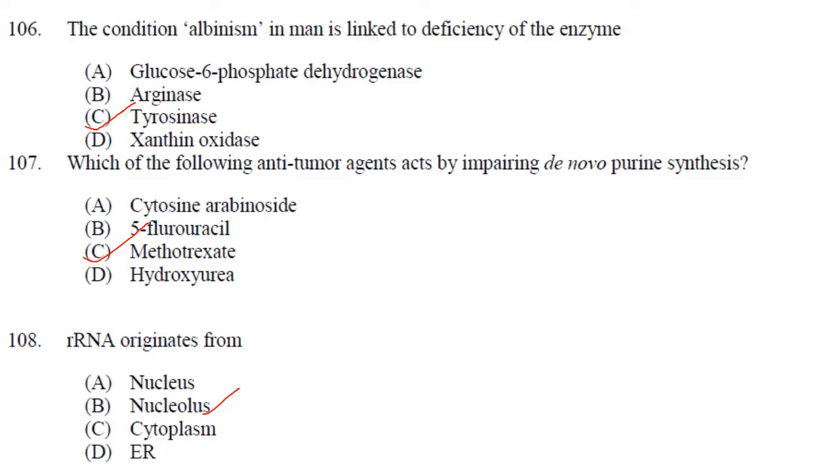Then, which of the following anti-tumor agents acts by impairing de novo purine synthesis? So it is methotrexate. This agent inhibits the enzyme dihydrofolate reductase, which catalyzes the conversion of dihydrofolate into tetrahydrofolate.